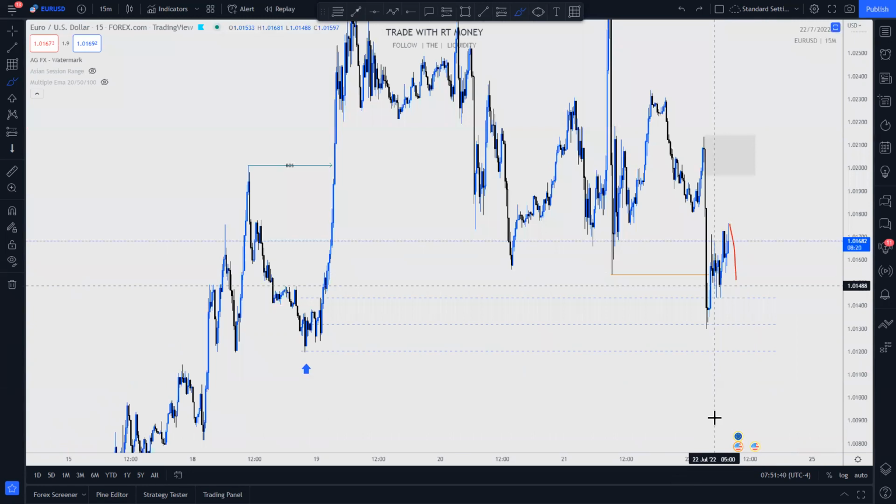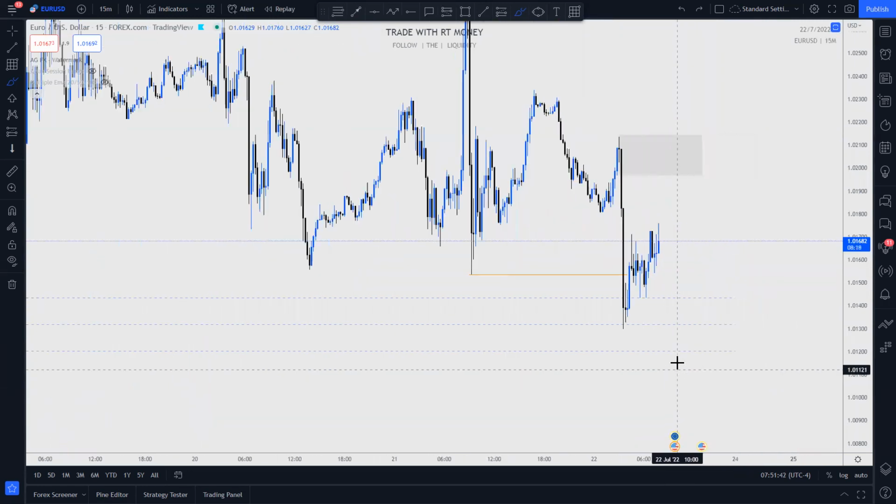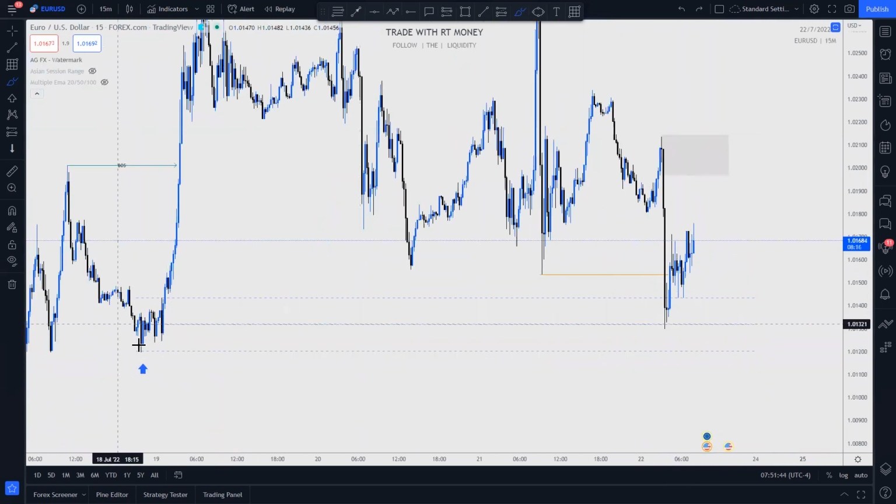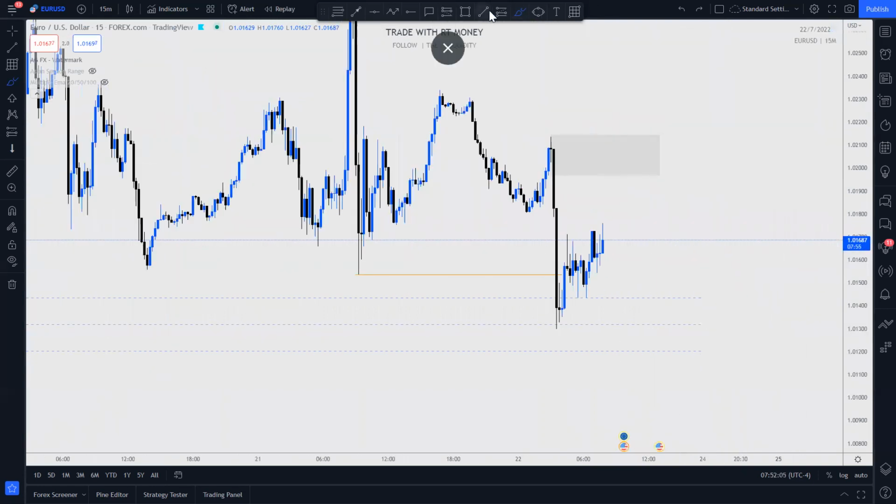So this is the opportunity I'm looking at right now. I would love to take a short here, but I'm not taking those shorts until structure is broken. Would I take one from the middle of this consolidative range? I would not, but you can if you want to. There's always opportunities to take scalps. All right, I'm looking at this area here.